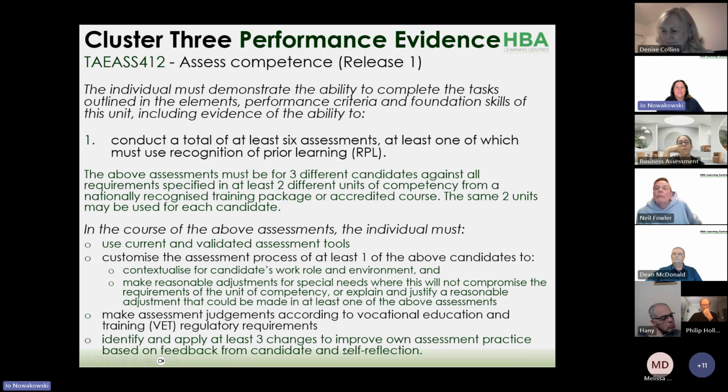You're going to collate feedback in every cluster. So after we have assessed our learners, we need to ask them for feedback. And so we're going to collate that feedback, and there we can identify where we can improve our practice for next time. Yes, Kerry.